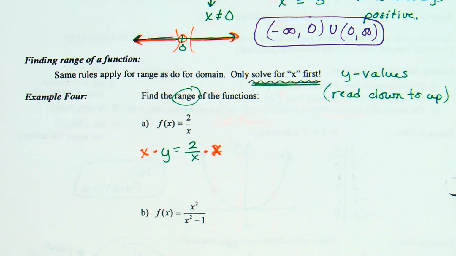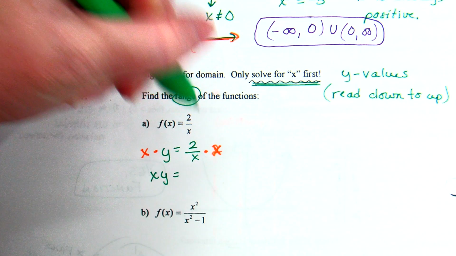Okay, so while we're waiting for the screen, we multiplied by x. X times y is xy. On the right, what happens? If you have 2 over x times x, which is x over 1, then we're going to have 2. To solve for x, we're going to divide by y. So we end up with the equation x equals 2 over y.